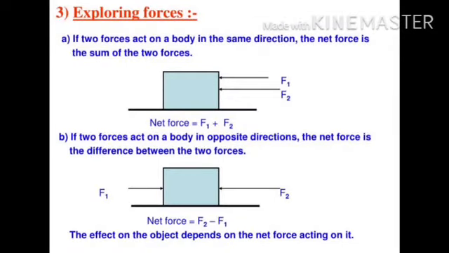Now exploring force. If two forces act on a body in the same direction, then the net force is the sum of the two forces. Means net force is equal to F1 plus F2. If two forces act on the body in opposite directions, then the net force is the difference between the two forces. Net force is equal to F2 minus F1. The effect on the object depends on the net force acting on it.